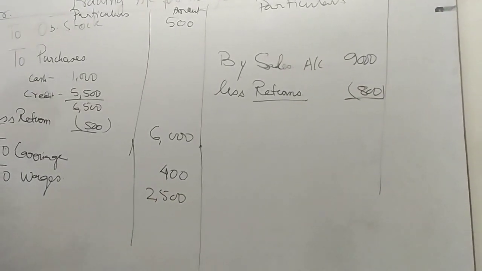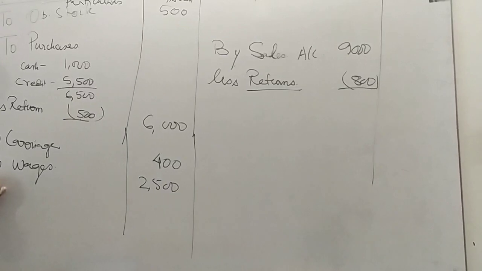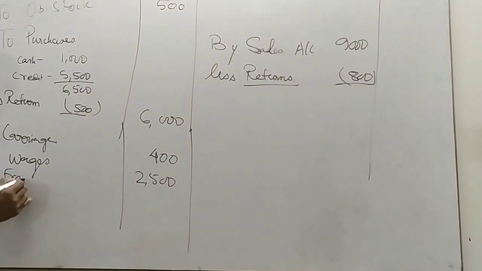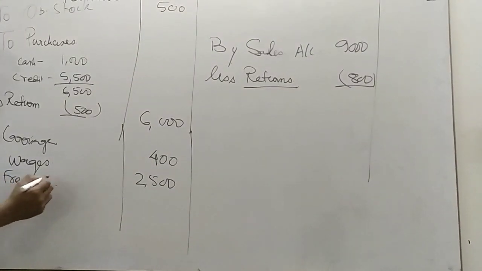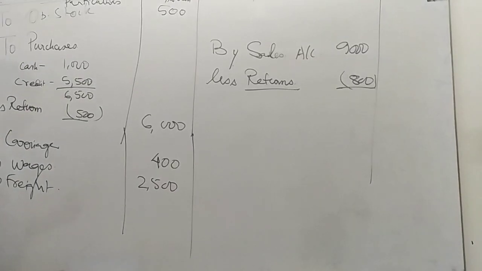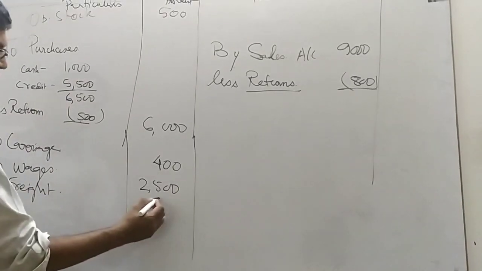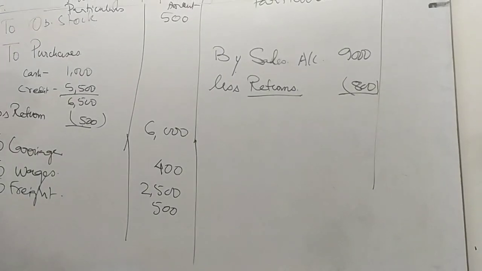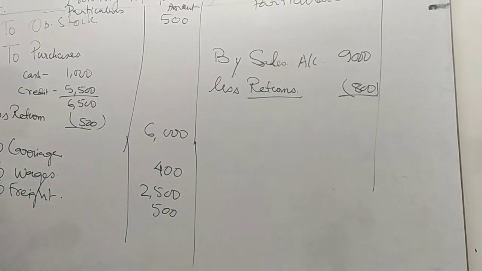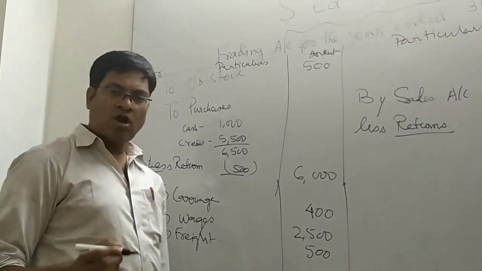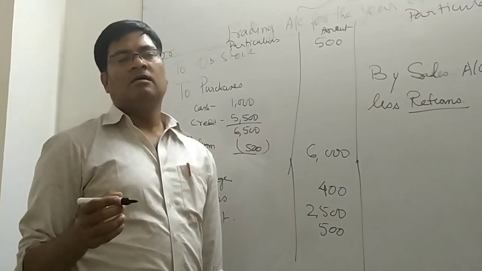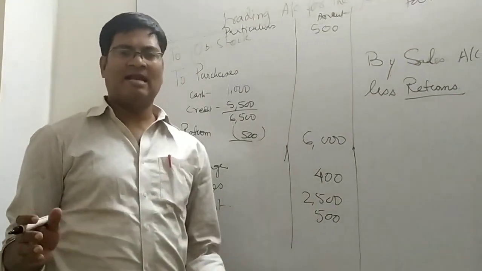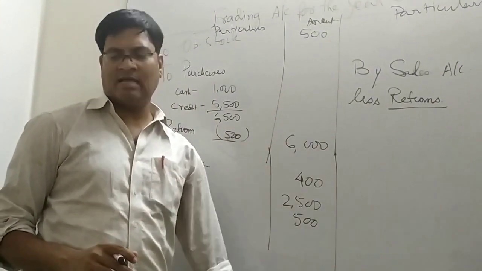Next item is freight. Freight is nothing but railway carriage, the carriage paid to bring the goods from Gujarat to Bengal. Something like that. Then cash in hand. Cash in hand is neither an expense nor income, so it will not come. Cash in hand is just an asset, it will not come in trading account.